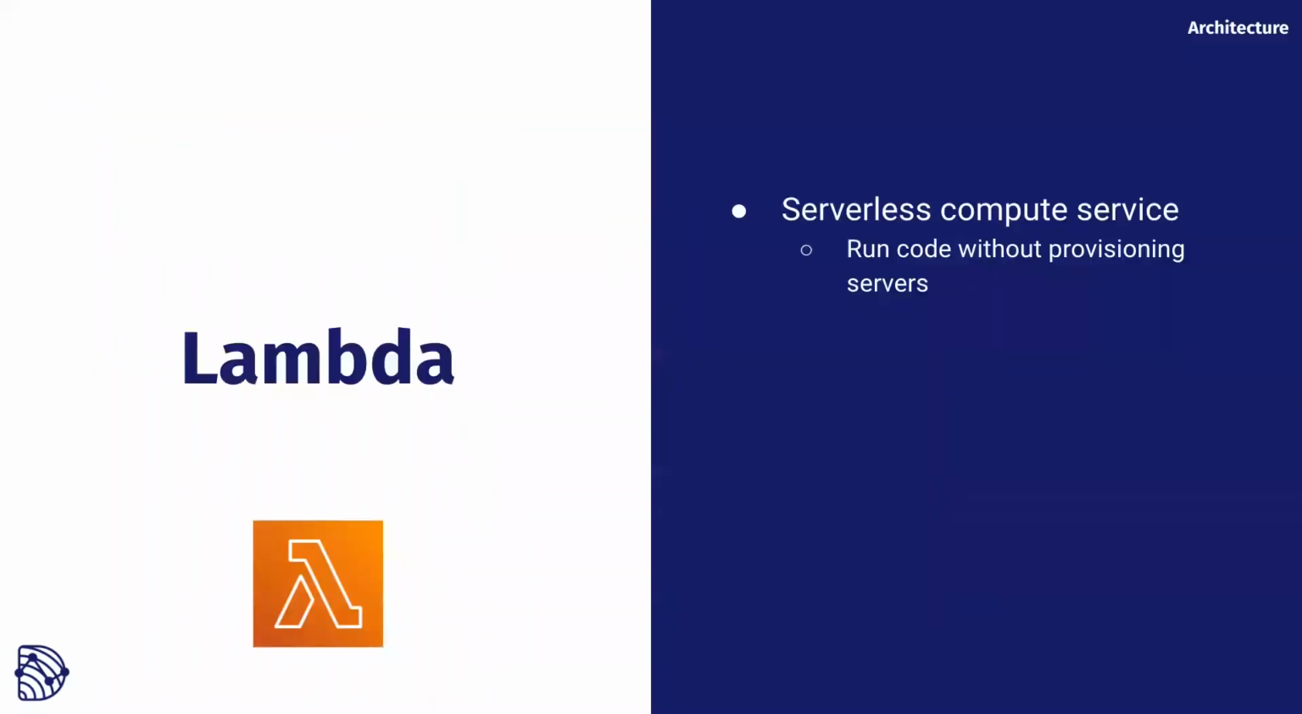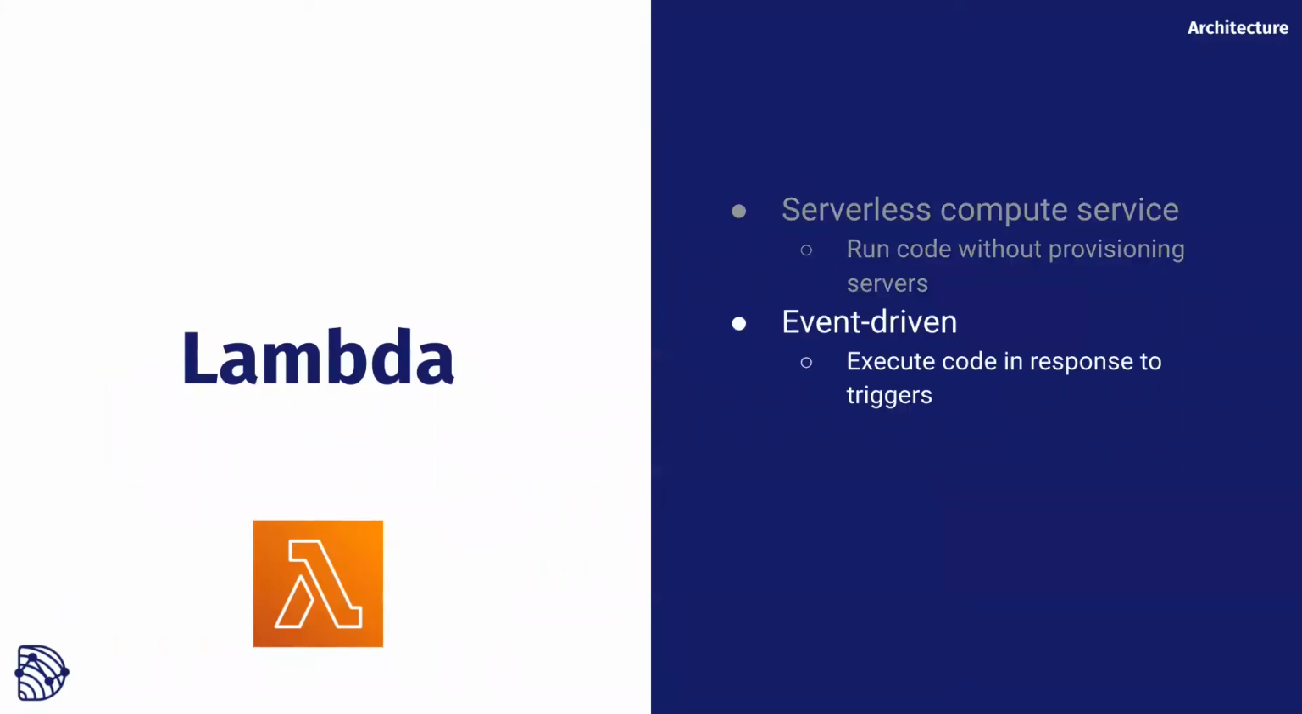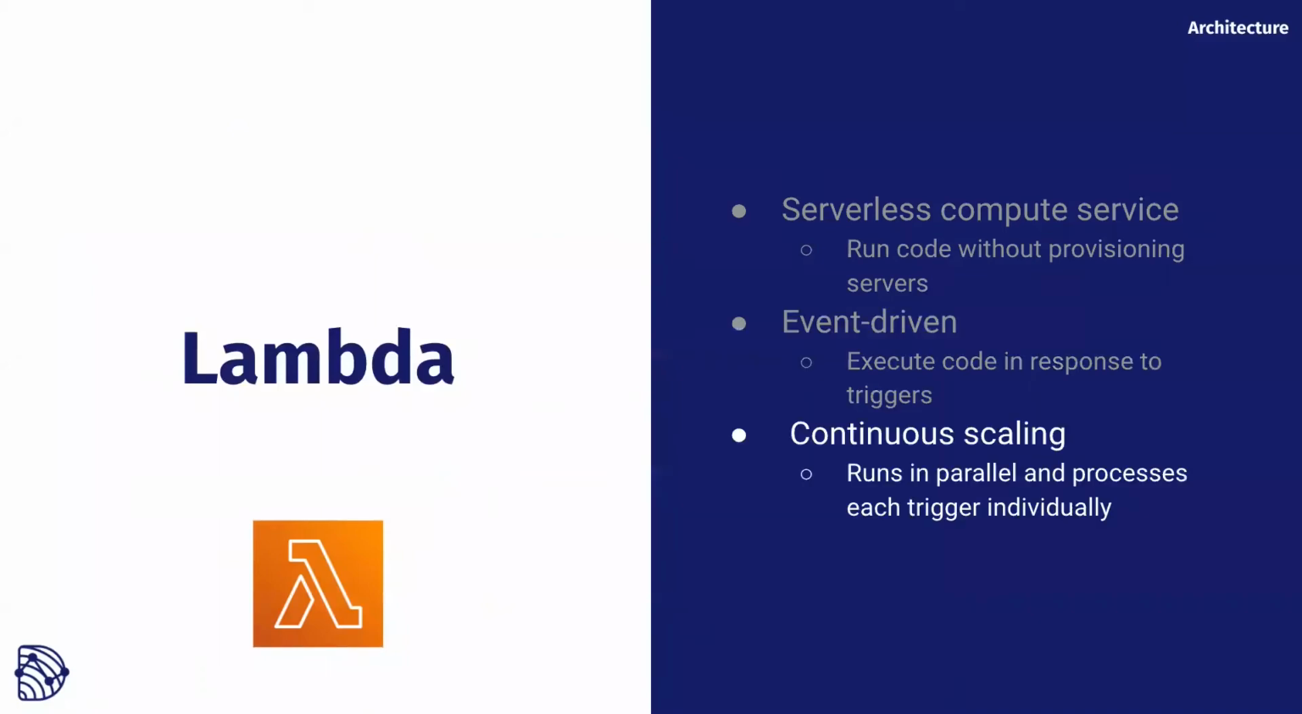Now, Lambda is a serverless compute service, meaning you can execute code without provisioning servers. Functions can be invoked in response to certain triggers, making it event-driven, and it can scale with the workload by concurrently invoking more instances of your function when needed. This ability to continuously scale is perfect for Dendro because log data tends to be very bursty and varies widely.